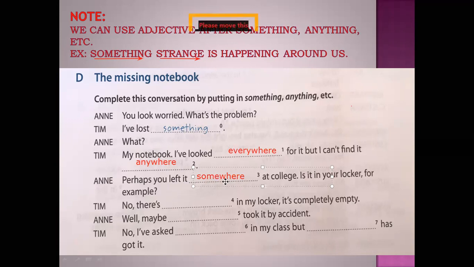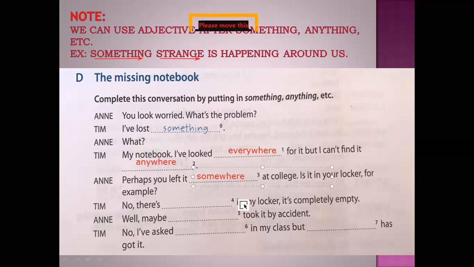Can we use everywhere? No. What about anywhere? Why can't we? Because at college, is it all places? No, it's a specific place, right? That's why we cannot use everywhere.